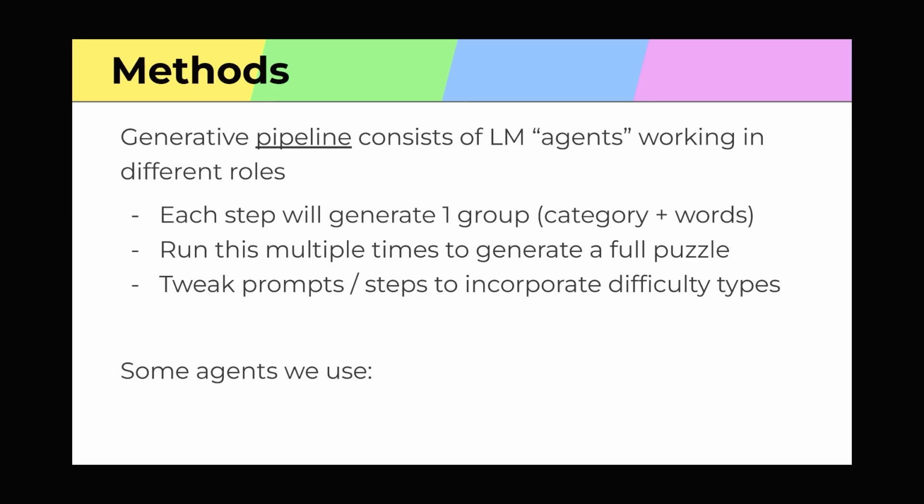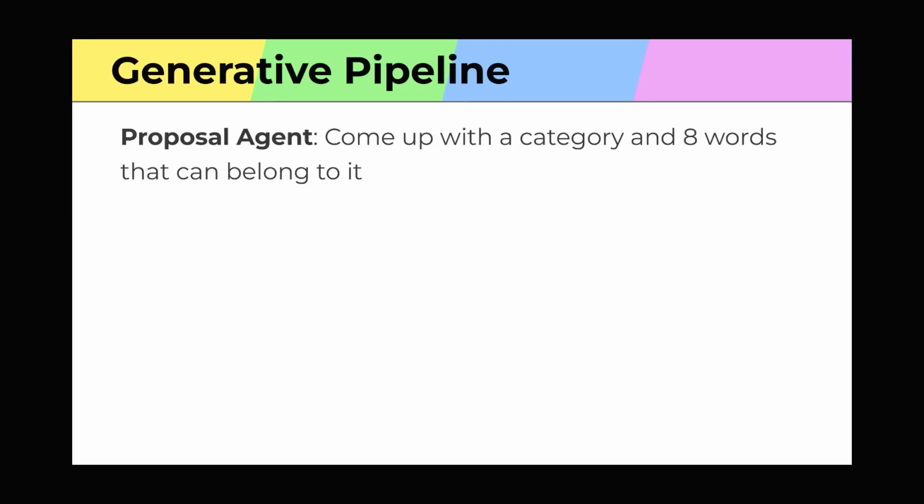So each step of our pipeline is going to generate one group, which we're defining as a category or the connection between words, and then a pool of words that belong to that category. And then we can run this multiple times to generate 4 groups for a puzzle. In order to incorporate these 2 different difficulty types I mentioned, we're going to tweak our prompts and our steps slightly, but mostly using the same framework. So here's some examples of the way we're using language model agents to do this.